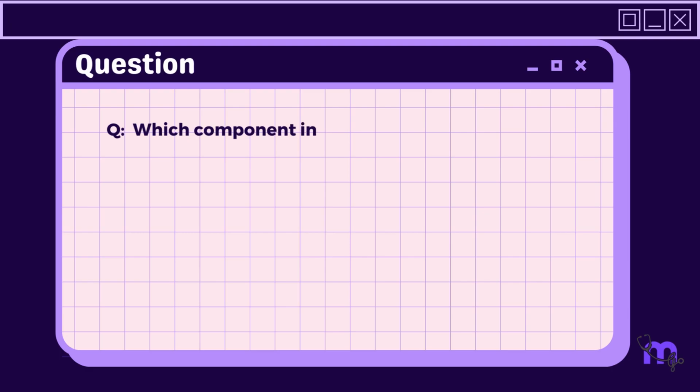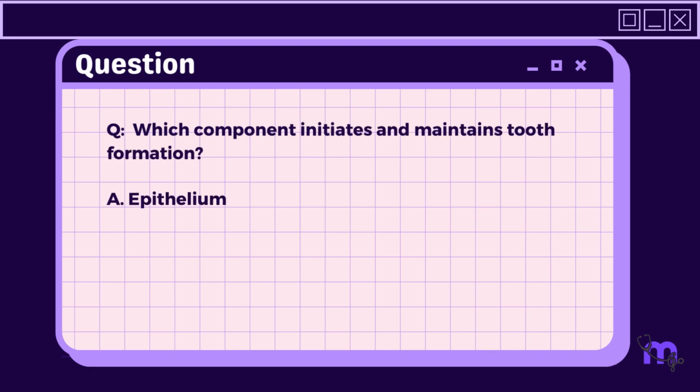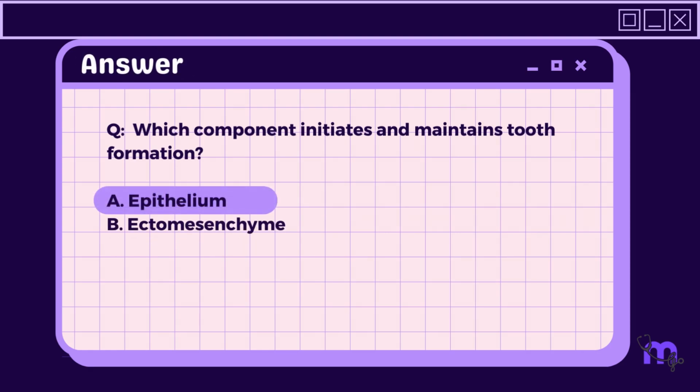Which component initiates and maintains tooth formation? A. Epithelium. B. Ectomesenchyme. The answer is epithelium.